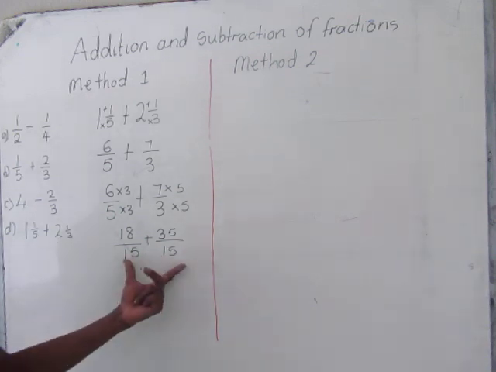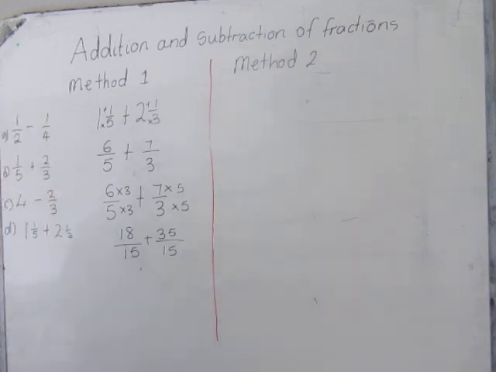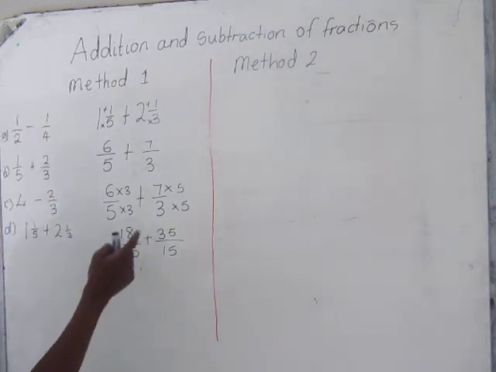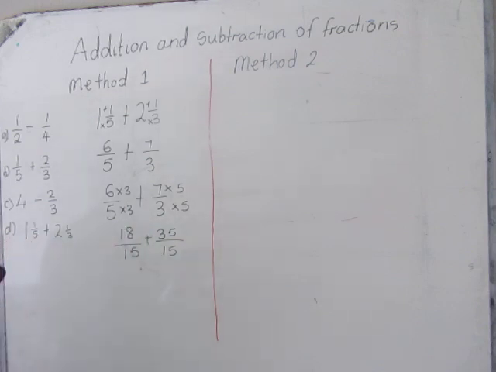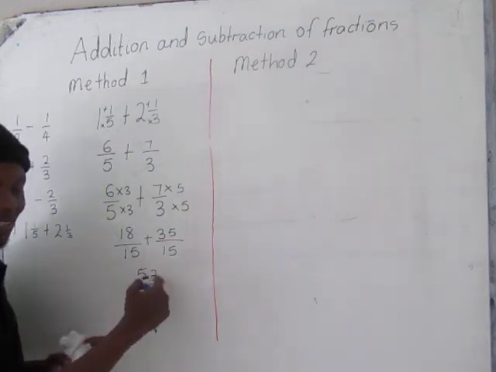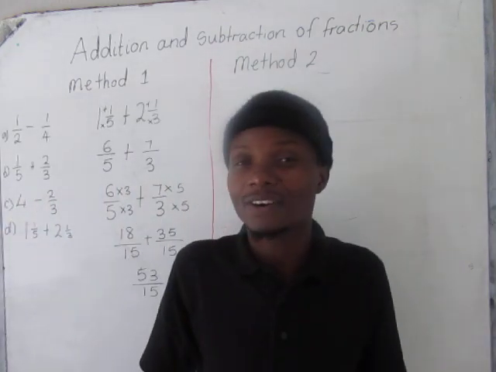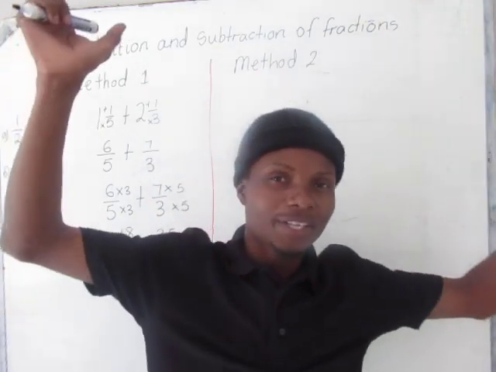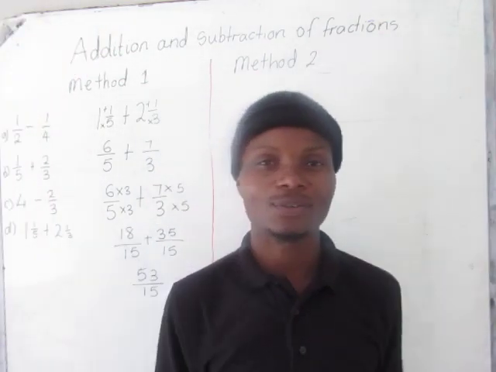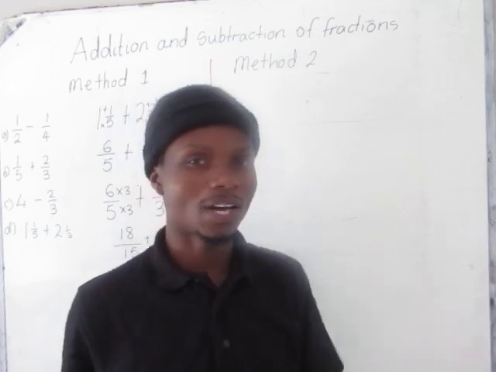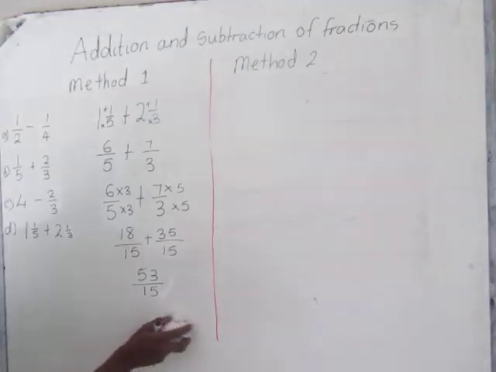Then now the denominators are the same, we add the numerators, isn't it? So 35 plus 18, what do we get? We get 53. So we now have 53 all over our denominator 15. Now we need to convert this improper fraction to a mixed fraction, because a bigger number is being carried by a smaller number. You can watch one of the videos on how to simplify this further.